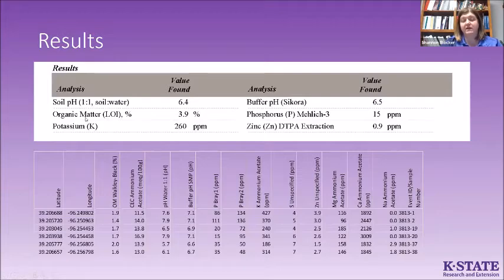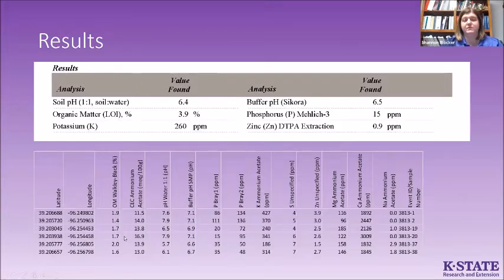Loss on ignition is how they do organic matter. Phosphorus is now Mehlich 3, which is pretty much a 1-to-1 ratio between Mehlich 3 and Bray 1, which is the other most common phosphorus test. K-State did do the Bray 1 for quite a few years, but has probably been Mehlich 3 for at least the last 10, maybe a little bit longer. Potassium and zinc, they're telling you that information, but this is the results.